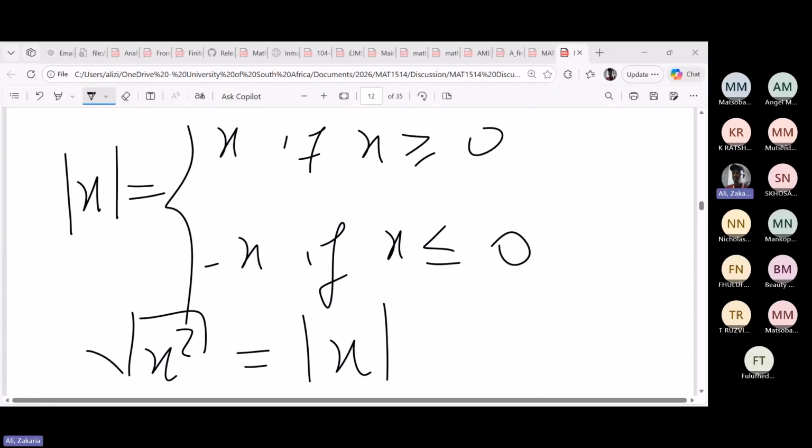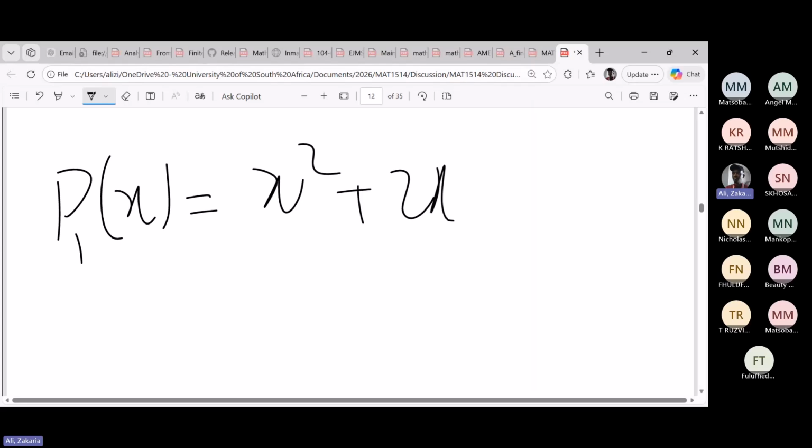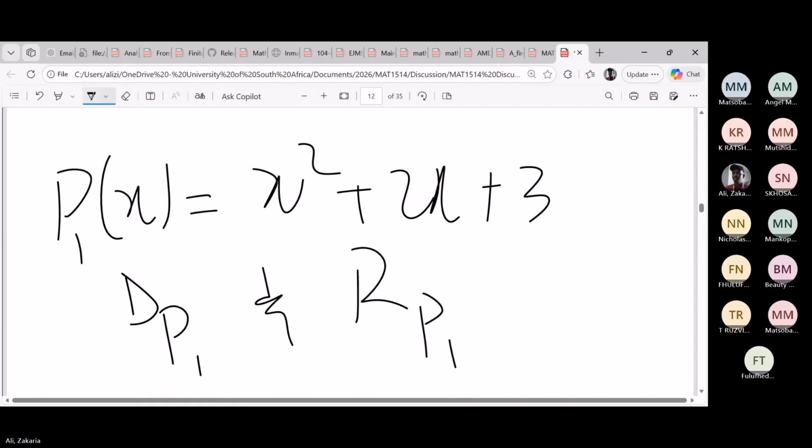we are settled, right? So another way of saying it is, let's say there is some type of function. I didn't ask you to find the domain. Let's say I'm giving you a function called p1 of x, given by x squared plus 2x plus 3. So I can literally ask you to find the domain, Dp1, and also find the range, Rp1. So basically, it's another homework. I'm not sure I gave it to you the last time.